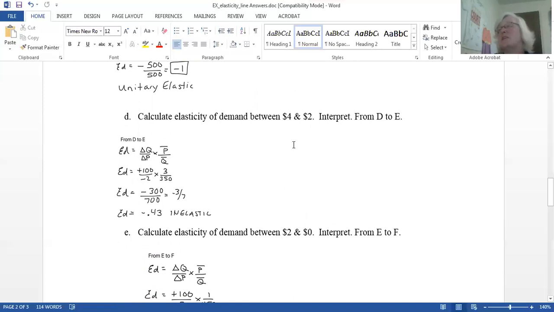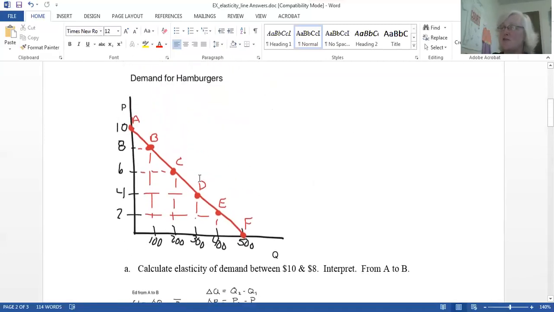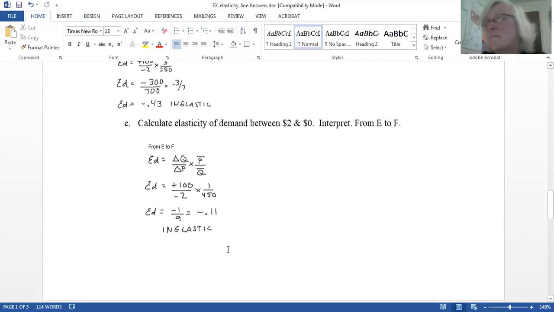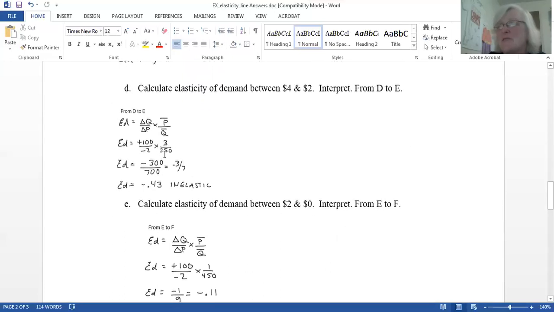And if we look from D to E in this case, we have the same plus 100 over minus 2. We're dropping the price another $2, and we're increasing our quantity demanded by 100. So that change in Q over change in P is the same, that inverse slope there. But now between $4 and $2, that average price is 3. On the other hand, the average quantity is between 300 and 400. Go back and look if you're not sure. D to E is between 300 and 400. I wasn't lying. And so that becomes 350.